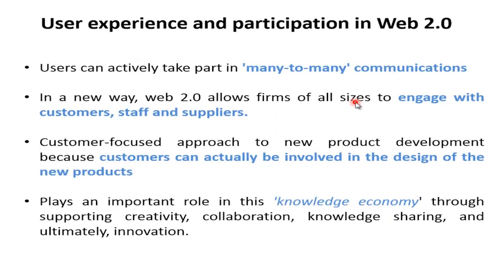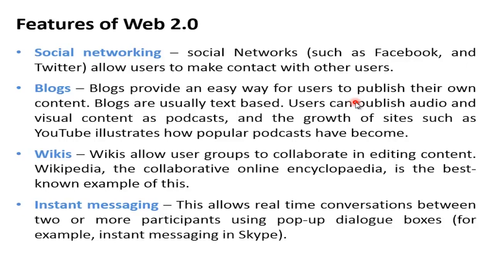Features: social networking. Social networks such as Facebook and Twitter allow users to make contact with other users. The users can contact other users. It means customers can contact customers. So it's an open network. So social networking capability is there. The special feature in this 2.0 that we can consider is this social network.